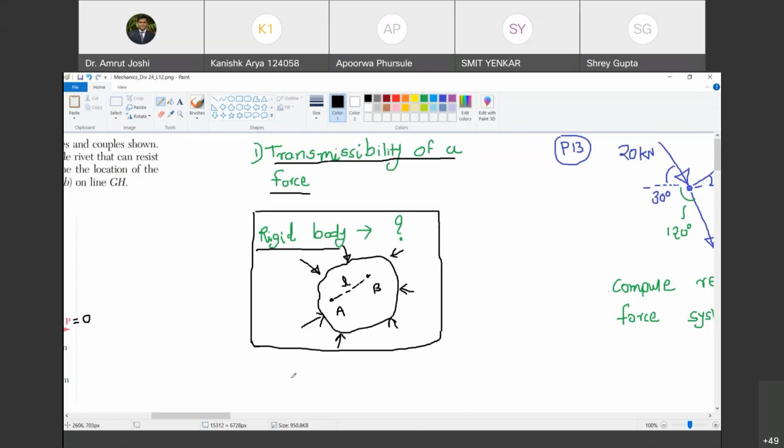Pick any two molecules, and this should hold. Then we call that body a rigid body. Are you with me? Okay, sir. Thank you, sir. Okay. So we have learned two new concepts here.